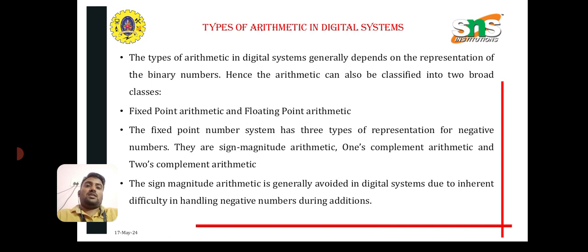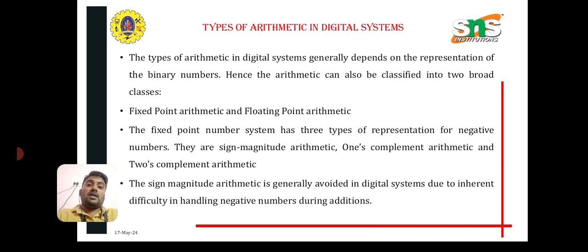The types of arithmetic in a digital system generally depend on the representation of the binary numbers. We know there are two types of representation. The first one is fixed point representation, and the other is floating point representation. The arithmetic can also be classified into two broad classes: fixed point arithmetic and floating point arithmetic.